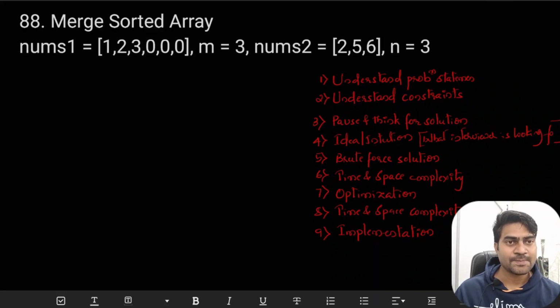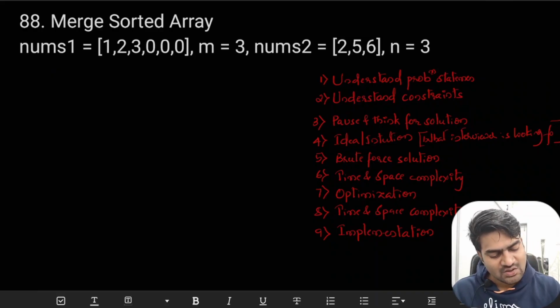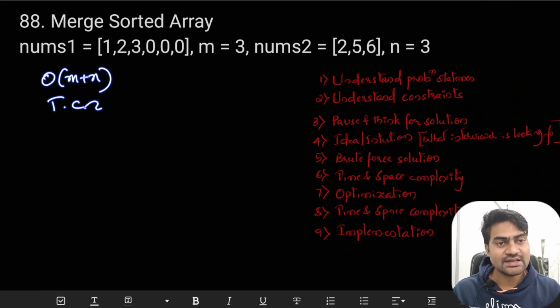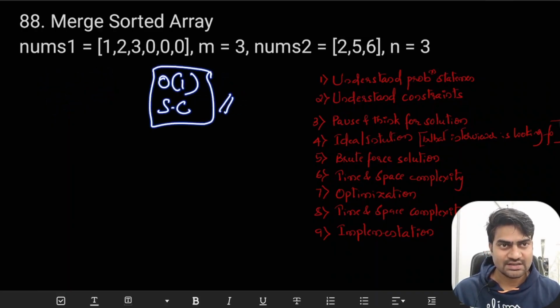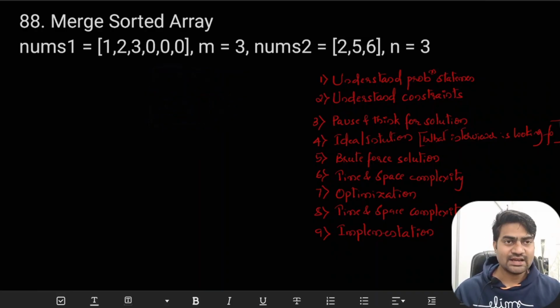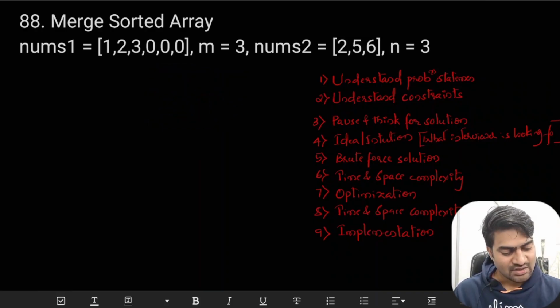So basically, our interviewer will be expecting us to solve this particular problem in O of m plus n time complexity, but with O of 1 space complexity. This is very much important. Okay, so with that, let us try to understand the extremely naive way with which we can solve this particular problem.